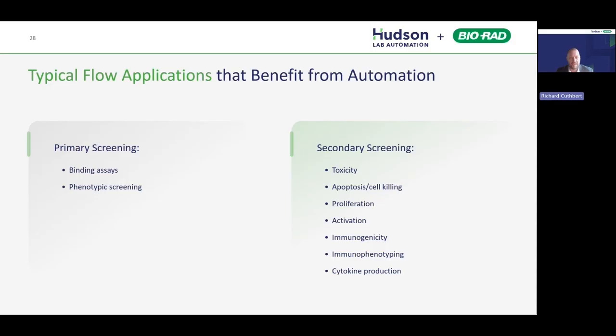The first is in the hit discovery phase, and this is sometimes called primary screening. Here we have binding assays and phenotypic screening. In both these cases, it's really the volume of samples and the time to result that our customers are interested in. But I just want to echo the sentiments that we heard earlier. It's not really about speed as much as utilization of the available capacity.